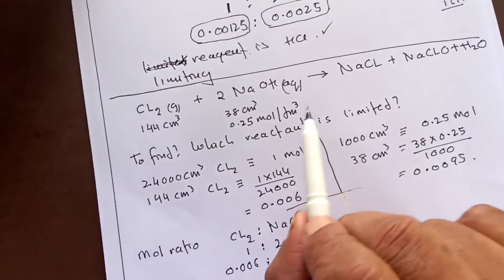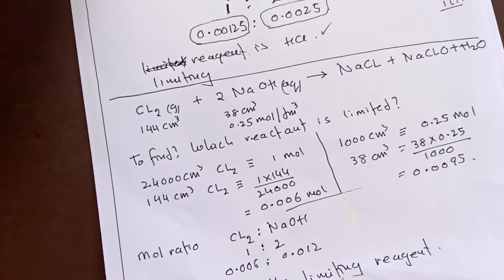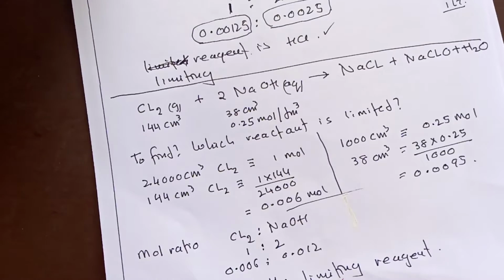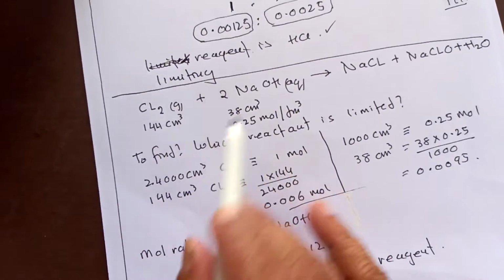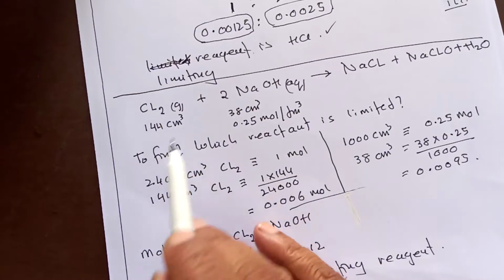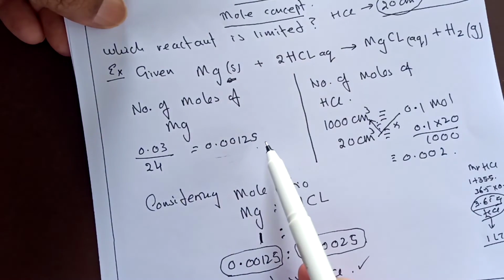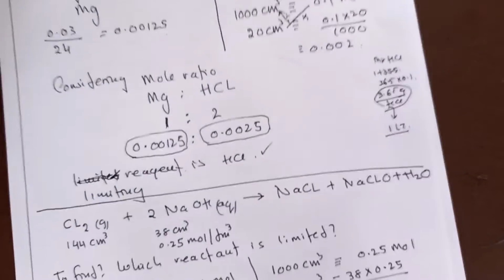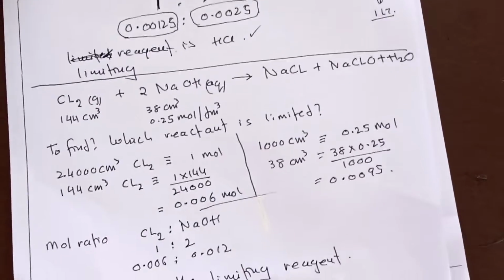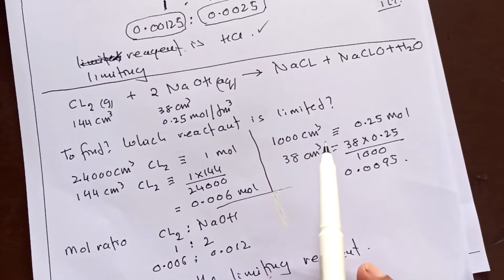So we want to find which reagent is limiting and which reagent is in excess. We are taking that much of gas, we are dissolving it in that much of alkali. Now, first of all, we have to convert both into mole. As in the previous question, we convert this into mole, and then we convert the acid into mole. See the previous video. Here also we convert this into mole and this into mole.